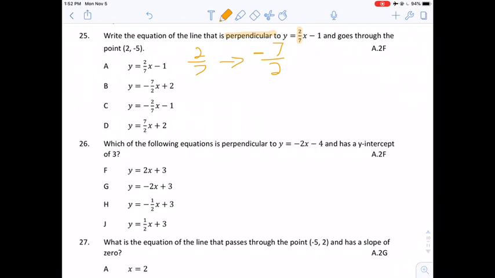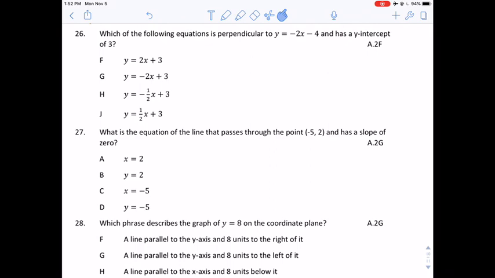So when I go to those possible answers, my slope is going to be -7/2. Answer A doesn't have that slope. Answer B, it has the slope. Answer C doesn't have the slope. Answer D doesn't have that slope, negative. So the only possible answer for this problem is answer B.